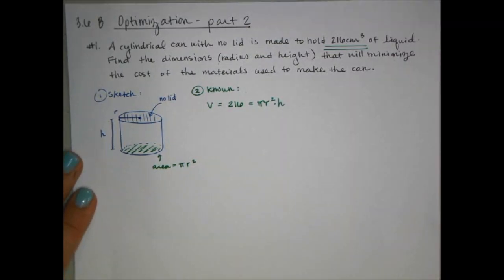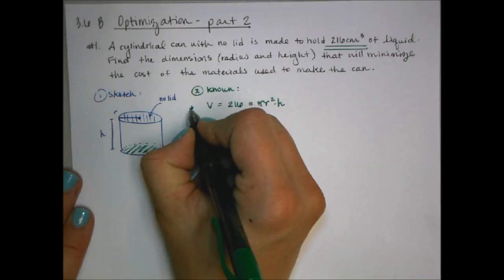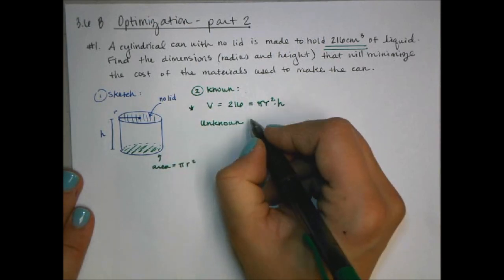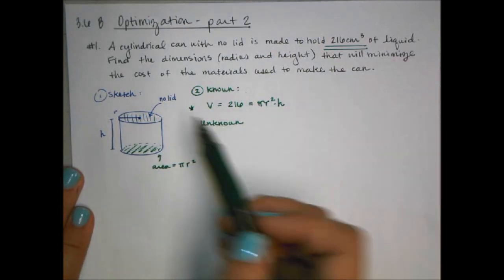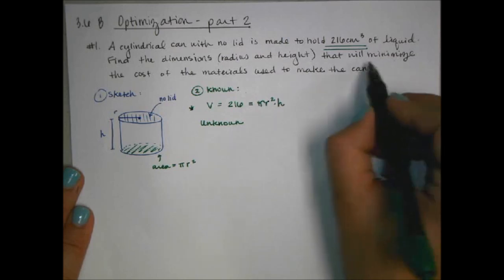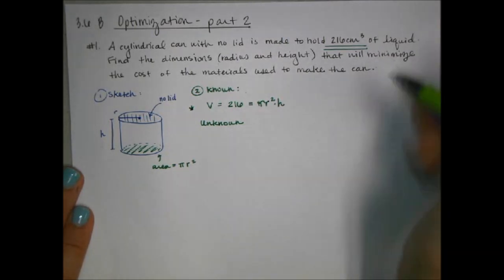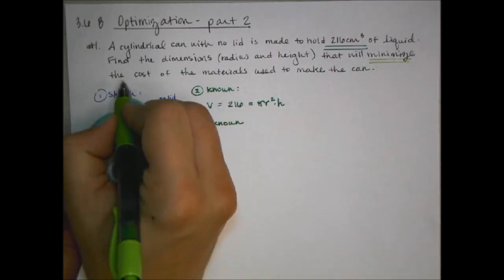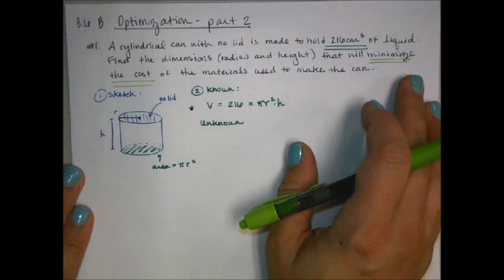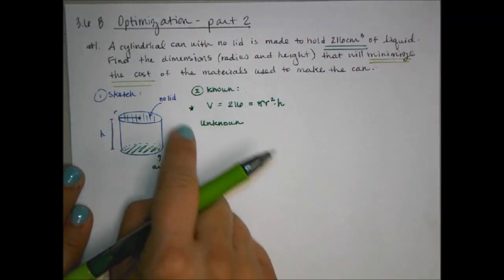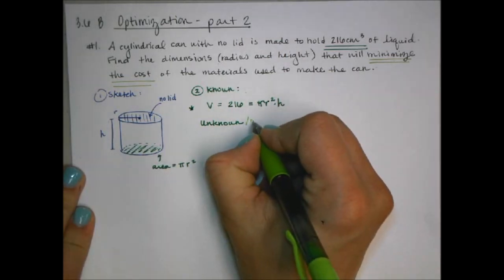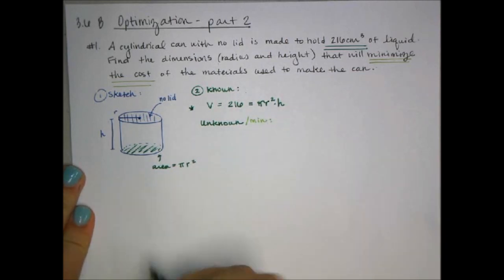All right, second is going to be our unknown. This is going to be what we want to solve for. What are they asking us to find? So finding the dimensions, we want to minimize the cost. Okay, so that's going to be our secondary equation there. Whatever you want to maximize or minimize. Now, they didn't tell us anything about what the cost of the materials would be. The cost of the materials is going to be used to make the side of the can and the base of the can. So the thing we want to minimize then is the surface area.